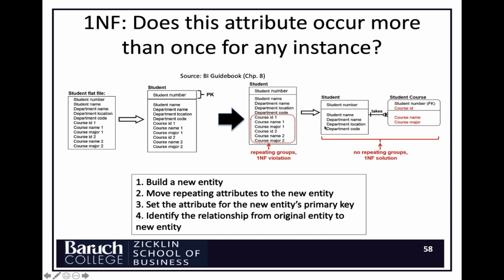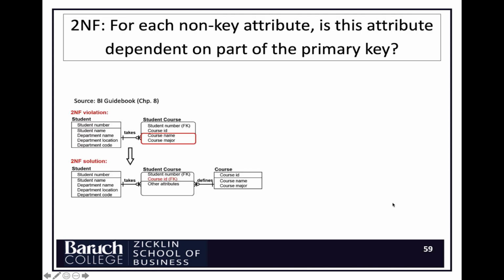So the first thing we're going to do is that we build a new entity. We move all the repeating attributes to this new entity. So anything that was repetitive. And then we identify a primary key for that attribute. In this example, we're talking about course. So it's course ID. And finally, we identify any relationship that the new table has with the original entity. So in this example, a student was taking multiple courses, so one to many. So once all of these are removed, we have the first normal form.